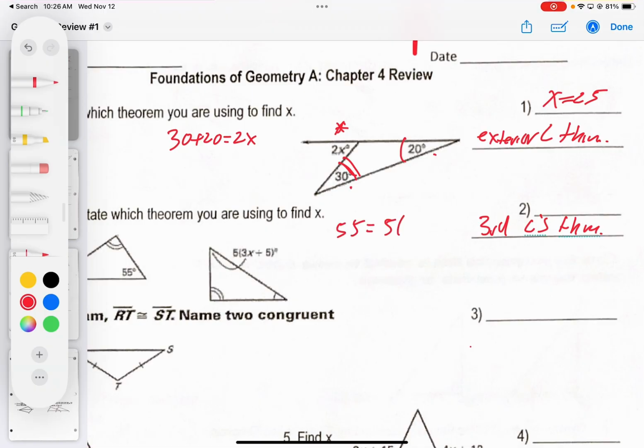55 equals 5 times (3x plus 5). So then 11 minus 5 is 6. Divided by 3 would give you x equals 2. That looks good. Good job.